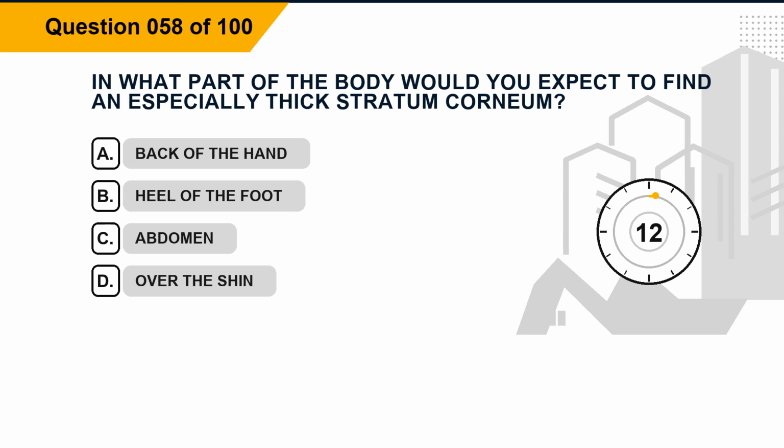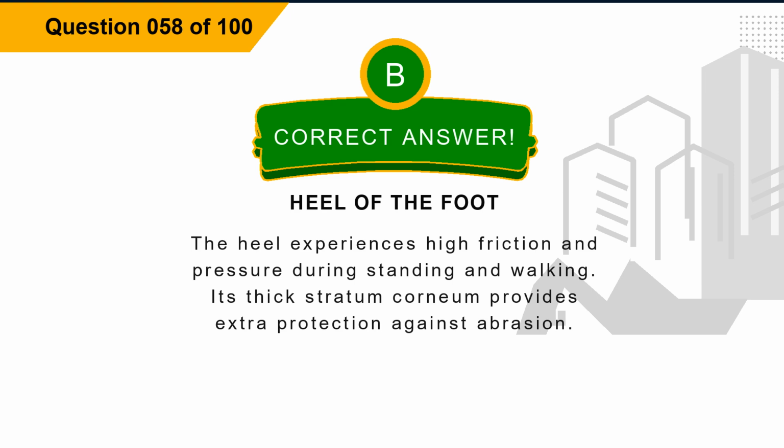Question 58. In what part of the body would you expect to find an especially thick stratum corneum? Option A, back of the hand. Option B, heel of the foot. Option C, abdomen. Option D, over the shin. The correct answer is option B, heel of the foot. Explanation: the heel experiences high friction and pressure during standing and walking. Its thick stratum corneum provides extra protection against abrasion.